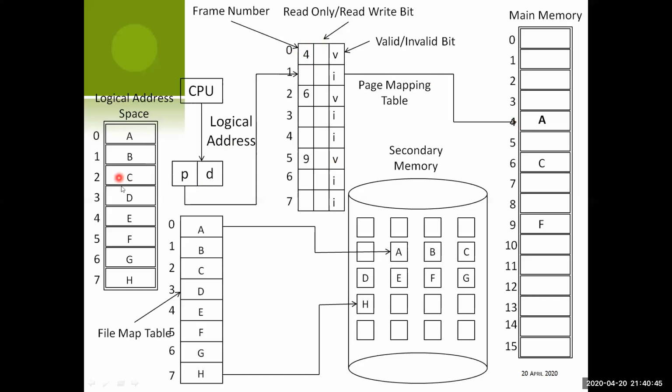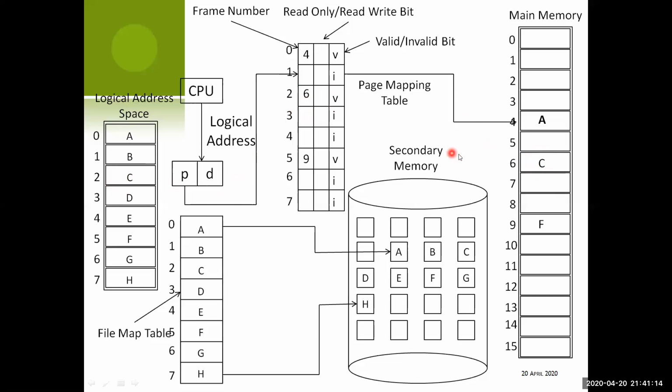Similarly, the CPU has generated a request for page C. Then the page number is 2. Again, we will go to the page mapping table. See, this is set as a valid bit. The frame number is 6, and we add the offset D to frame number 6 and go to this particular physical address.